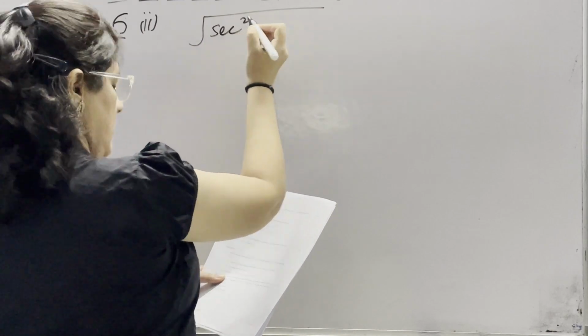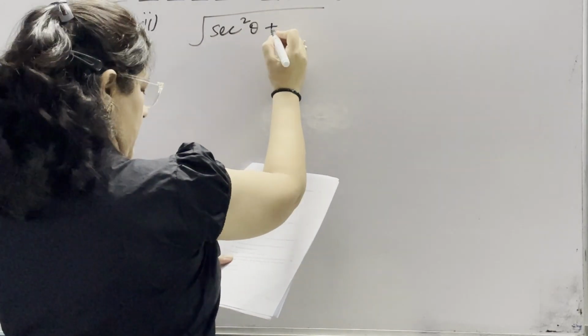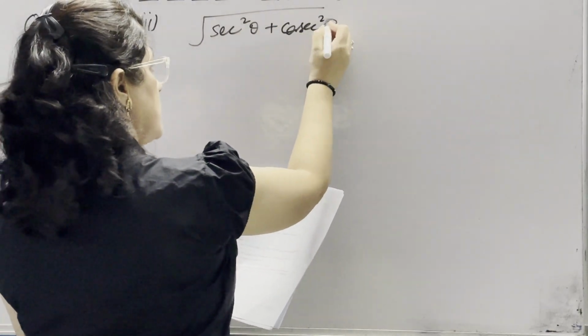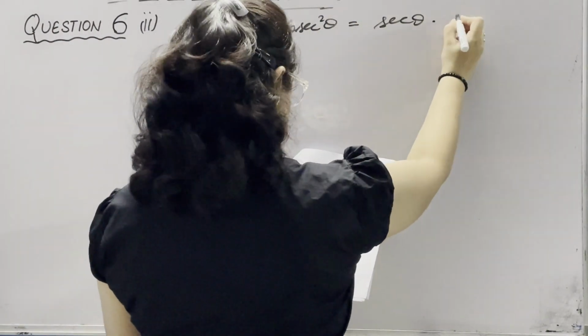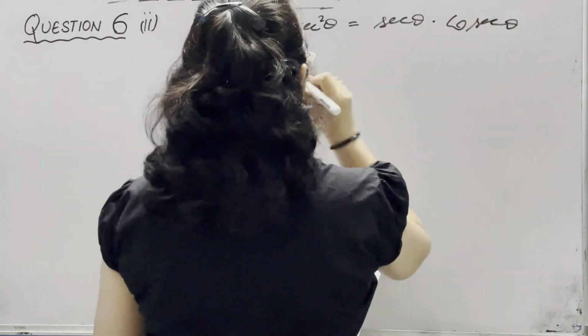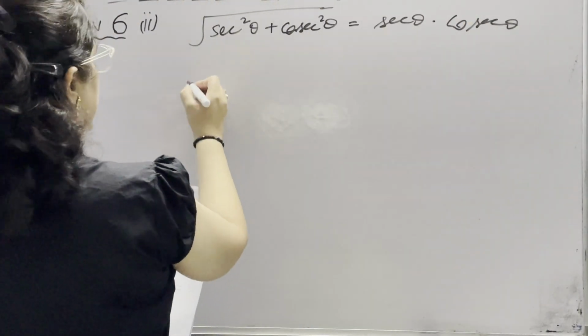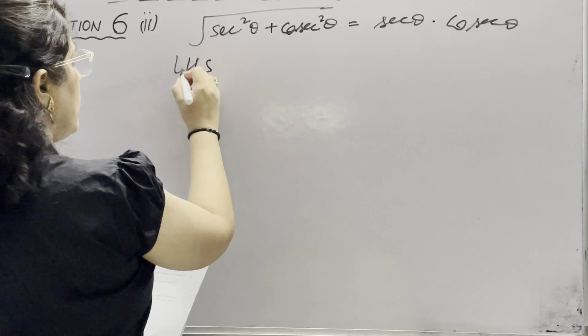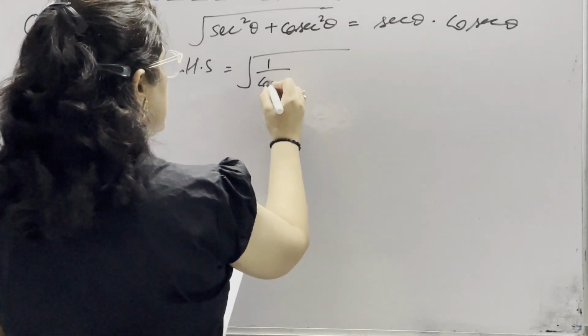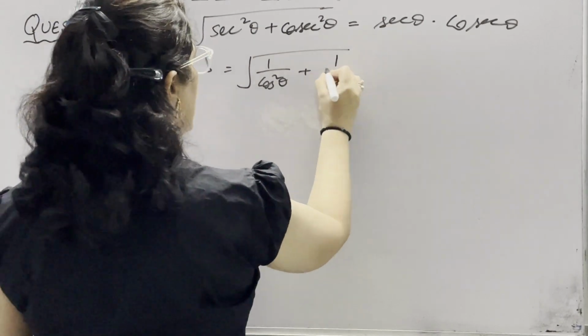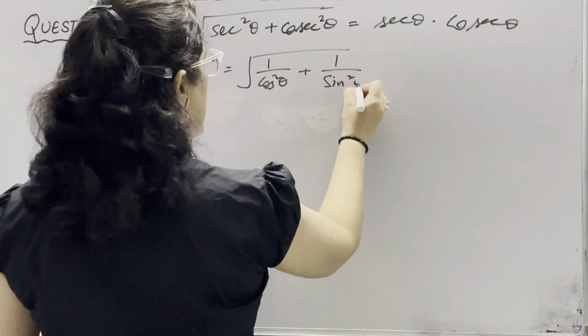For part 2, prove that this question is from trigonometry: square root of (secant square theta plus cosecant square theta) is equal to secant theta multiplied by cosec theta. We need to use identities here. Now taking the left hand side only, under the root, secant square we can write as 1 upon cos square theta and cosecant square is 1 upon sin square theta.